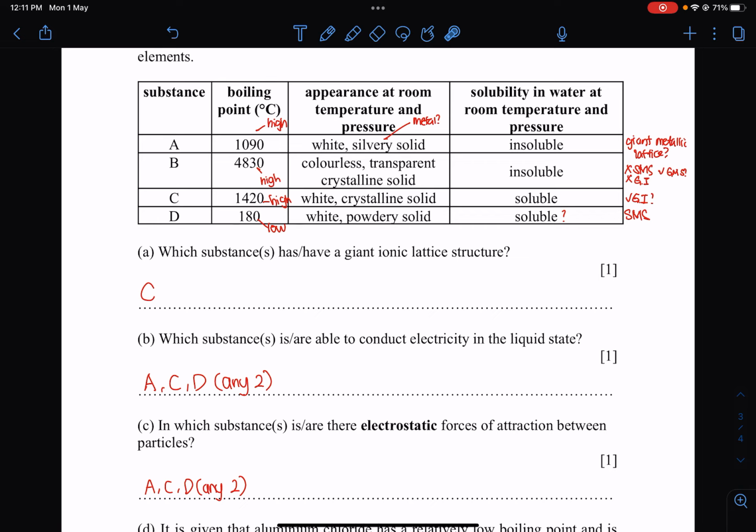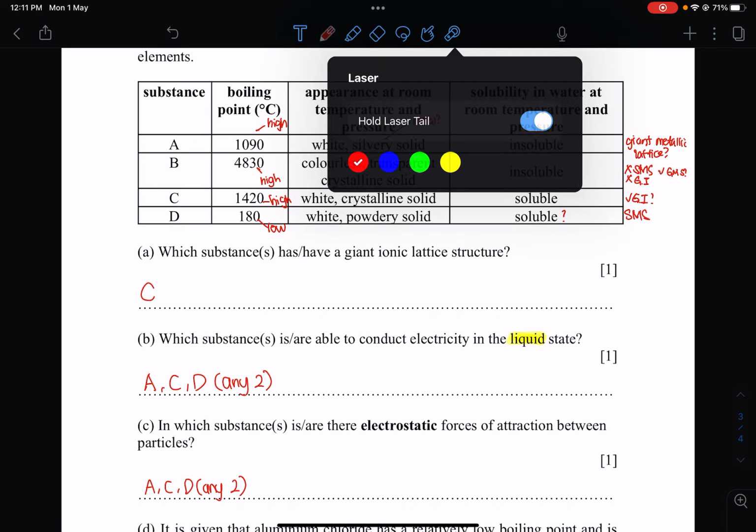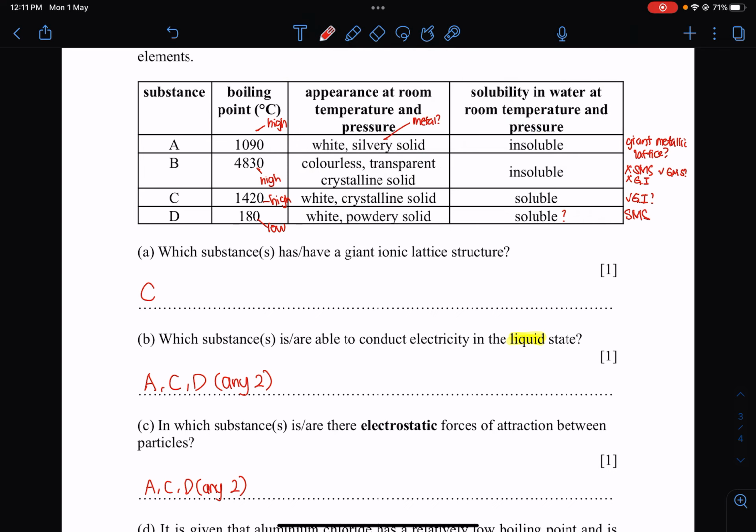Next, they're asking you which substances are able to conduct electricity in the liquid state. Remember, the keyword here is liquid. So which substances do you know are able to conduct electricity in the liquid state? Metals for sure, your giant metallic lattice structure, as well as your ionic. Remember these two will be able to conduct electricity in the liquid state. So based on that, since it's metal and ionic, I will know it's A and C for sure.